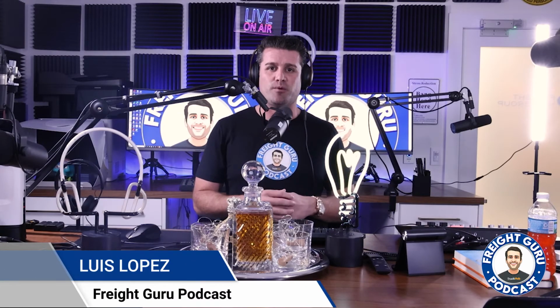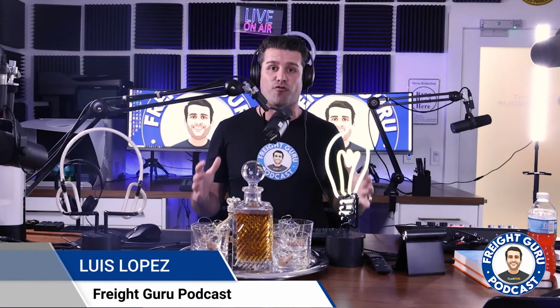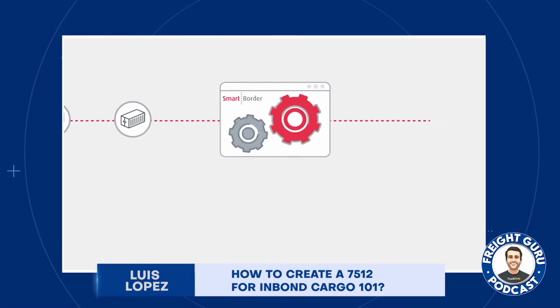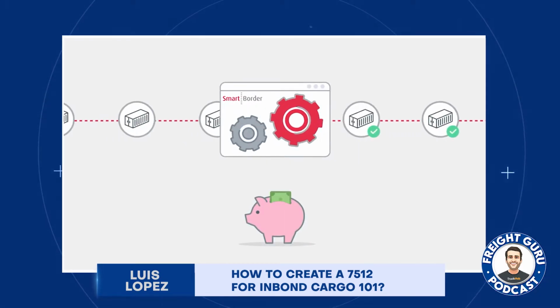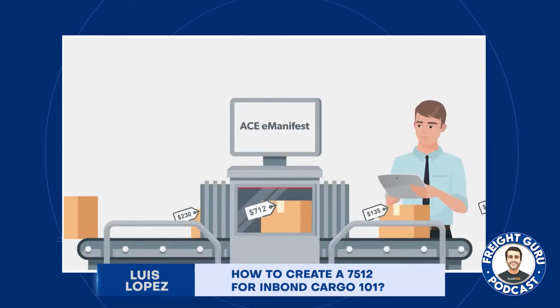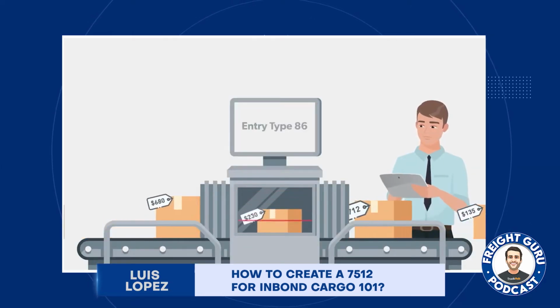Hey, transportation community, this is Luis Lopez, aka the Freight Guru, and today we're going to be talking about creating a 7512, specifically creating the 7512 using Smart Border. Smart Border is a SaaS application that is very user-friendly, easy to use, and can really help you with your day-to-day operations. We're going to be creating a 7512 in Smart Border utilizing this SaaS application.